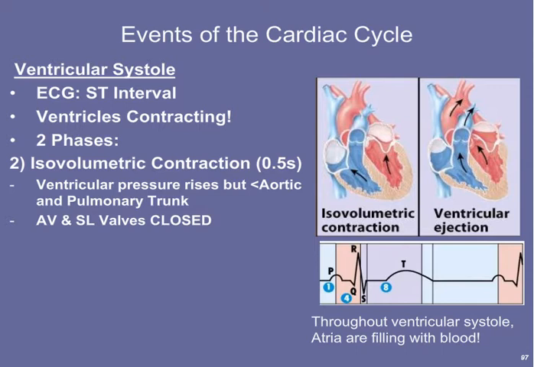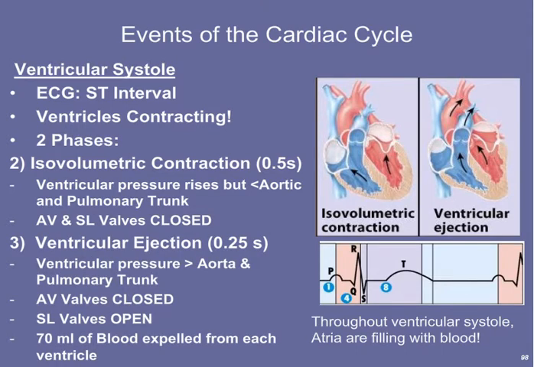And during isovolumetric contraction, the ventricular pressure is rising as the ventricles contract, but it's still less than the pressure in the aorta and the pulmonary trunk, which are closed. Here, the AV valves are also closed because the pressure in the ventricles is now greater than the pressure in the atria, so both the bicuspid and tricuspid valves have snapped shut.